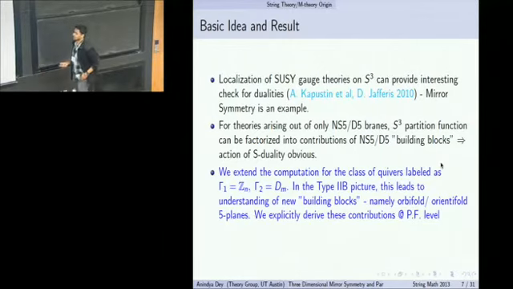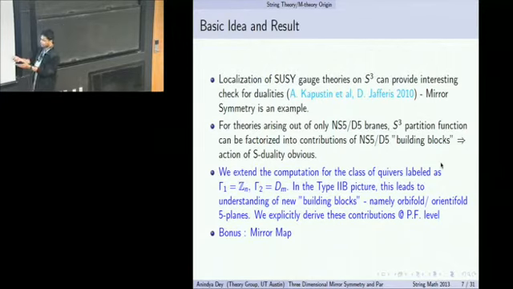So what we do in these two papers is to extend the computation for the class of quivers which are labeled by an A-type ALE and a D-type ALE. So gamma 1 is Z_n and gamma 2 is D_m. I'll explicitly write down what those quivers are, but these are, of course, very different from what Kapustin and collaborators worked with. Now, in the type 2B picture, this leads to an understanding of new building blocks, namely orientifold 5 planes and orbifold 5 planes. And we explicitly derive these contributions at the level of the partition function in the same way that Kapustin did for NS5 and D5. And as a bonus, we can read off the mirror map just by looking at the two partition functions. Okay, probably I should just pause here and take questions if there are any.